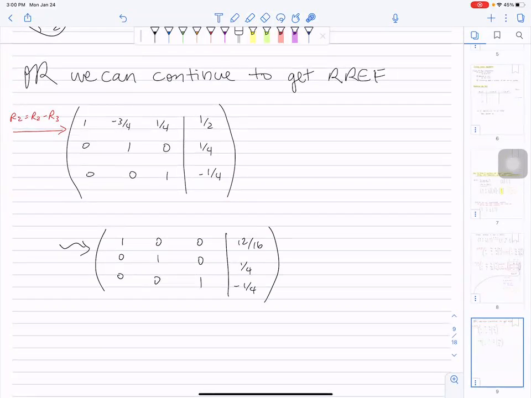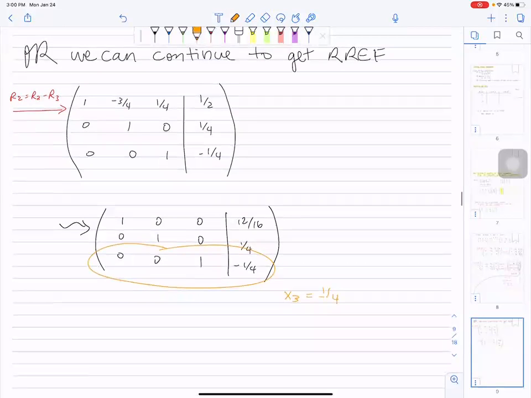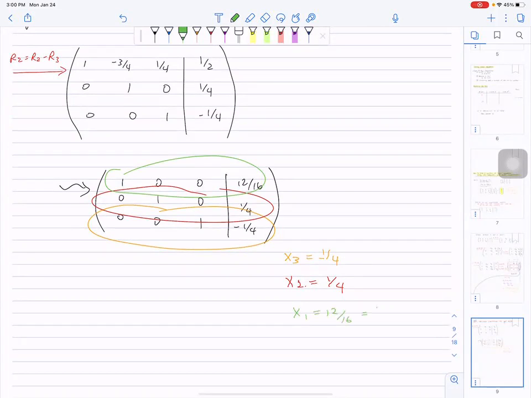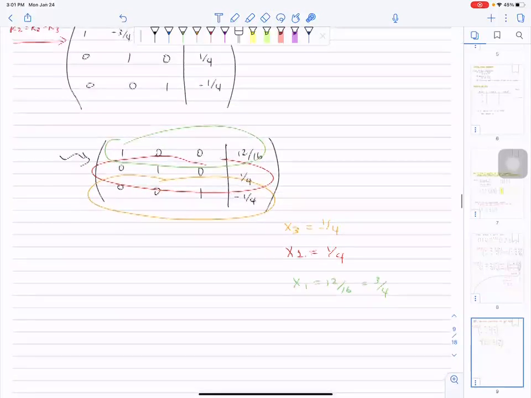Now you can see why row reduced echelon form is much nicer, because look, we got the identity matrix. What does this mean? From the third row, we get directly x3 equals negative 1/4. From the second row, we directly get x2 equals 1/4. And from the first row, we get x1 equals 12/16, or 3/4. So if you row reduce one step further, you can directly write your answers.